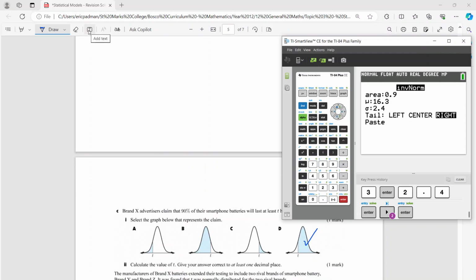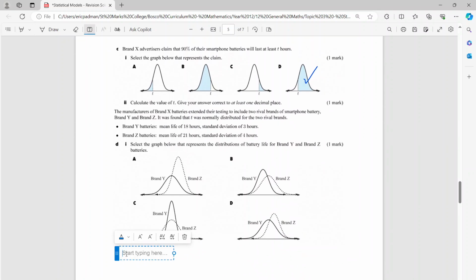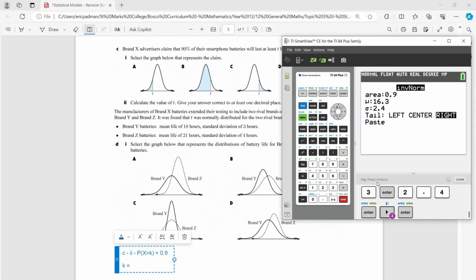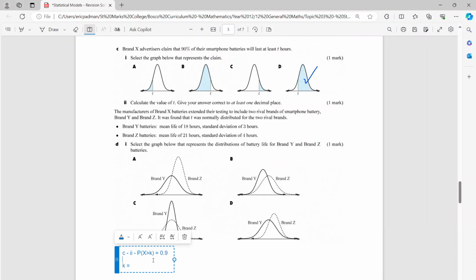So what we're saying here, I'll put it underneath. T part two: the probability that x is greater than k has an area of 0.9. Okay, k is equal to 13.22 hours, actually, hours.